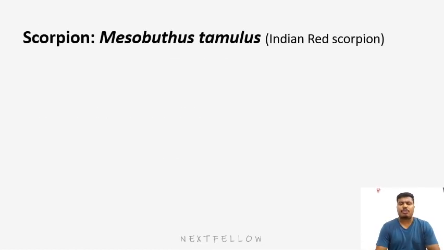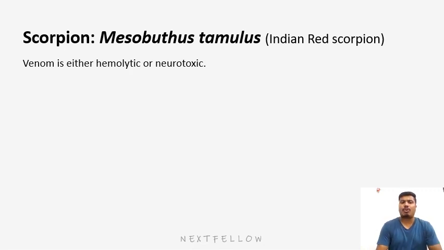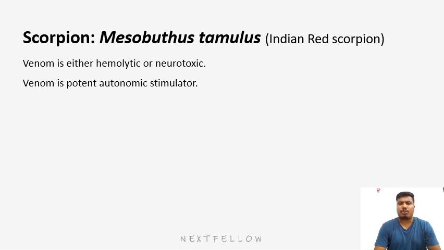Now we will learn about the scorpion bite. It is called Mesobuthus tamulus, also known as the Indian red scorpion. The venom of the scorpion is present in its tail. The venom is either hemolytic or neurotoxic. If the venom is hemolytic, it produces symptoms like a viper bite, and if it is neurotoxic, it produces symptoms like a cobra or krait bite. It is a potent autonomic stimulator which results in release of a massive amount of catecholamines from the adrenals, and it also has a direct action on the myocardium.